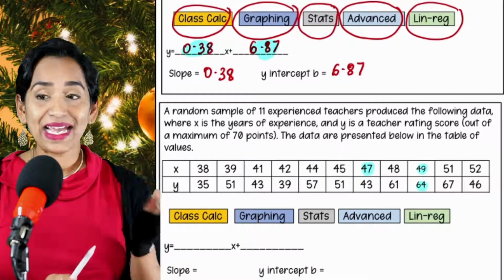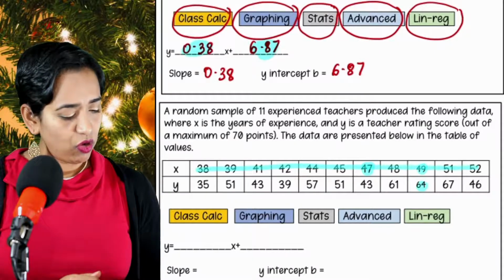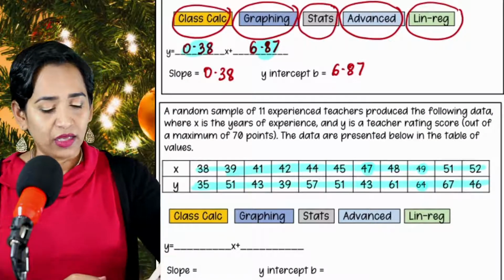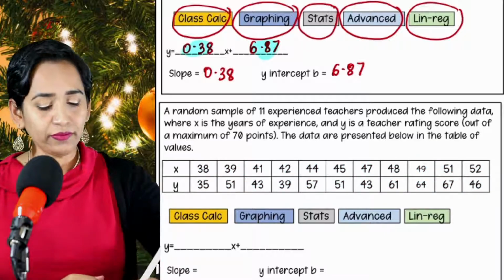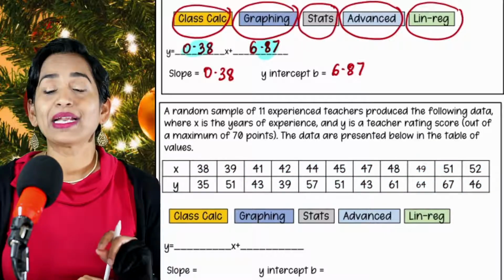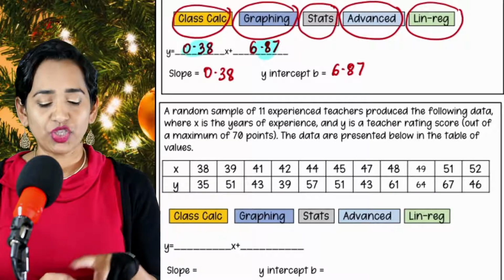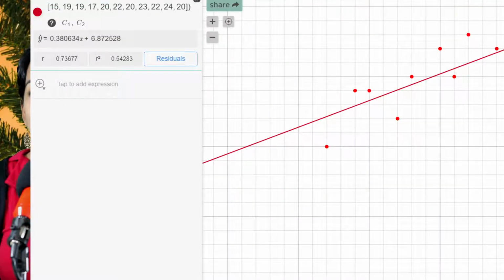The data are presented below in the table of values. So here is my x values, my y values. So if you see, these are all my x values and these are all my y values. Let me erase that because I know I will be confused when I'm plugging it in. What do I do? I go to my ClassCalc, graphing, stats, advanced, and linear regression. Let's go ahead and do that. I'm going to open my ClassCalc. I'm going to delete this.